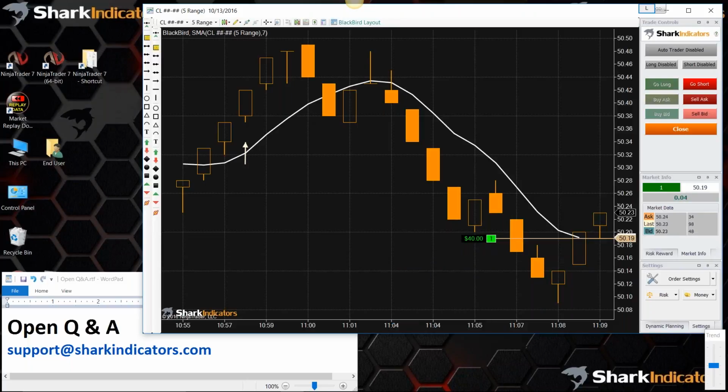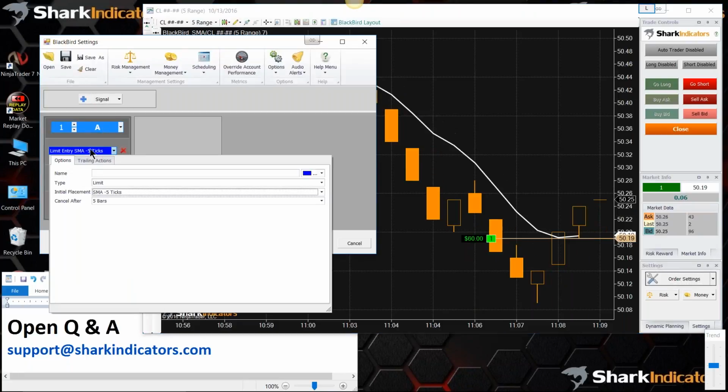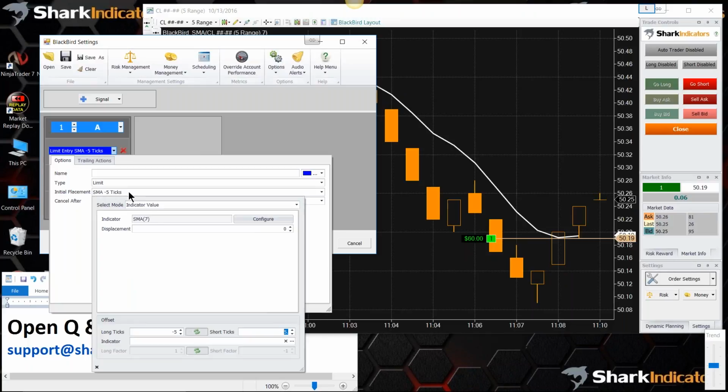And of course, again, I set this up a little complicated. I'm using the SMA to set this up. If I wanted to keep it a little simpler, I could just go back to price, and I could just use the closing price.